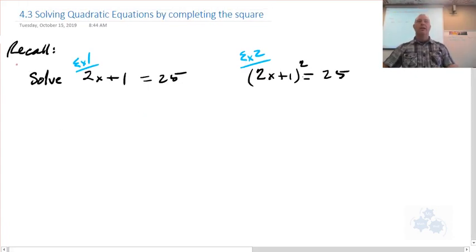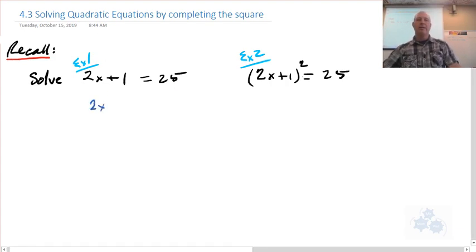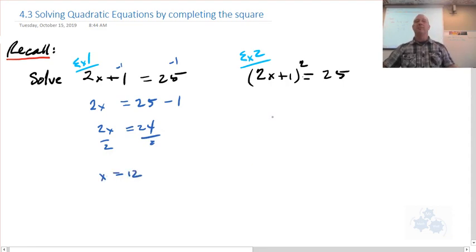When I say recall, that means this is something that's a review. If we were to solve something like this, we want to write these examples down. Example 1 says 2x plus 1 equals 25. If we're going to solve this, we're going to get x all by itself, right? We move that 1 to the other side. We subtract 1 from both sides. That's going to be 2x equals 24. We divide by 2, and we have x equals 12. That's easy. Isolating for x.